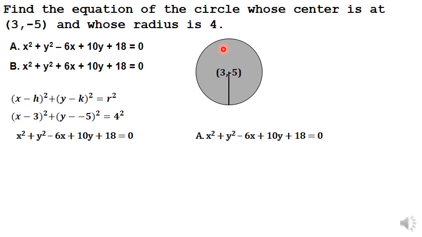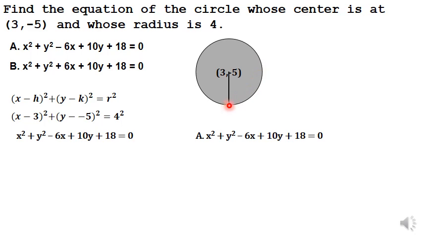Meaning, I can always find a point on the circle. But the point given here is the center, which is not on the circle. We cannot use (3, -5) as the test value for the curve because this point does not lie on the curve. We must always use points that lie on the curve as the test value. This point is on the curve.